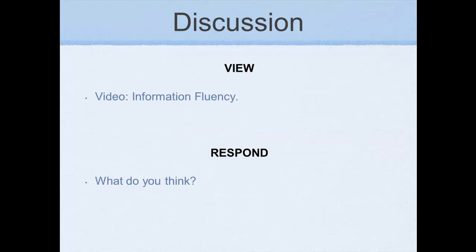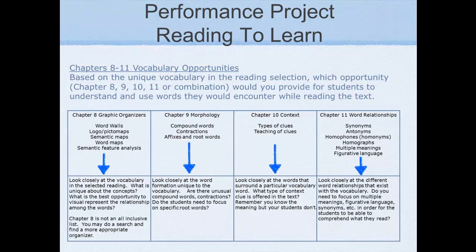Your discussion for this module, you'll be watching a video on information fluency, and you will respond to the video by answering the question, what do you think? This is your performance project for Module 2, Reading to Learn. Working with the structures from Text Comprehension, Unit 5, you will identify vocabulary opportunities from Unit 3 and fluency strategies from Unit 4 and apply to a selected reading in your chosen grade level or subject area.